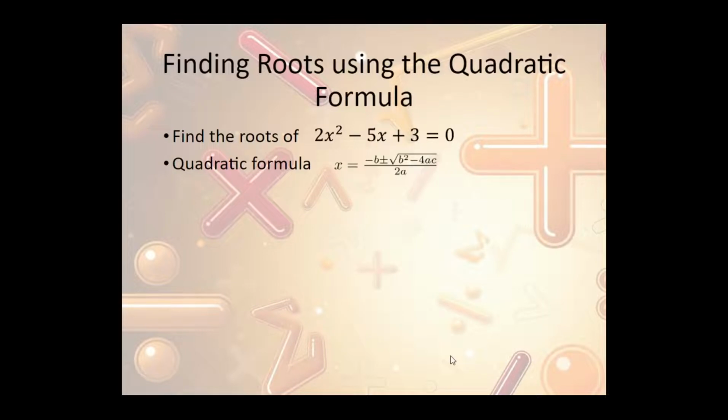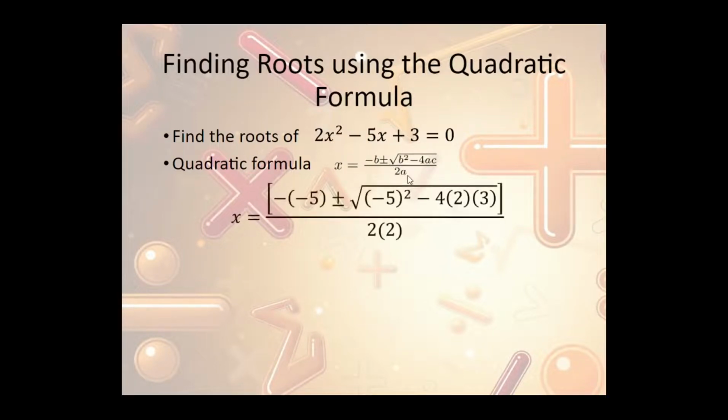So look at another example. We have 2x squared minus 5x plus 3 is equal to 0. So we're going to plug it into the formula. So we plug negative 5 in for b. We plug, again, negative 5 in for b here. We plug 2 in for a, and we plug 3 in for c, and then we plug 2 in for a down at the bottom. We get this. We simplify.